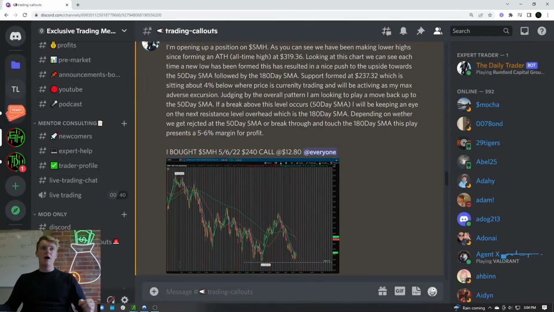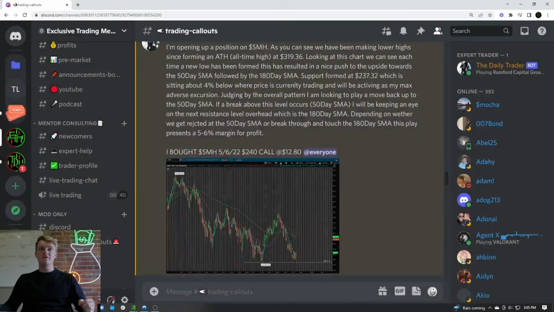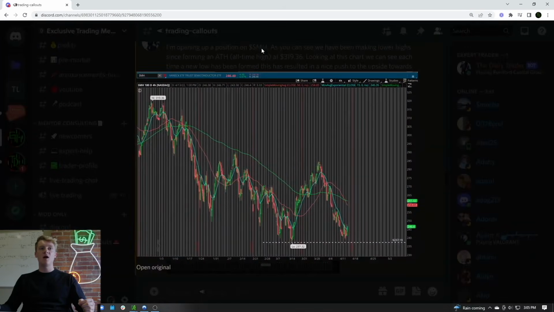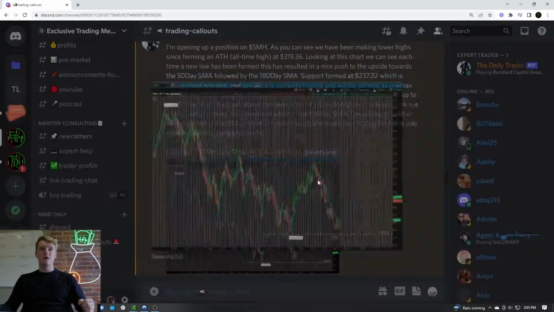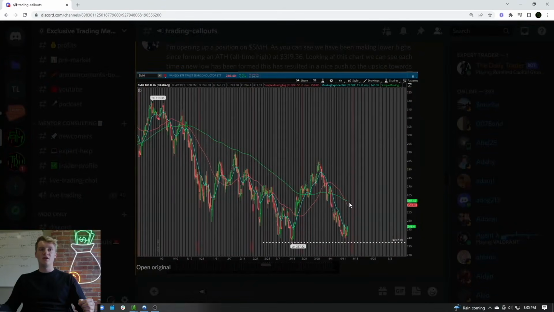All right, so you can see I was looking at the overall pattern, and I was looking to play a move back up to the 50 SMA, knowing that it would be acting as a level that I can use to manage this trade. However, not a strong level of resistance based on the chart. Okay, and if we do see a break above this level, the 50-day, I'll be keeping an eye on that next resistance overhead, which is the 180-day SMA, very close overhead. And again, it is not going to be a very strong level of resistance. However, it is a way in which you can go about managing your trade, okay?